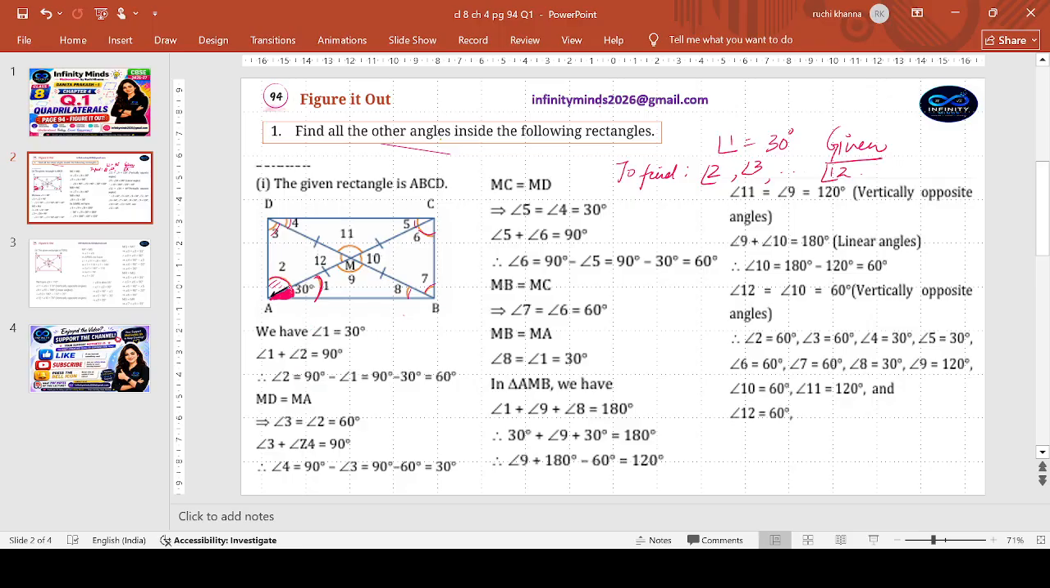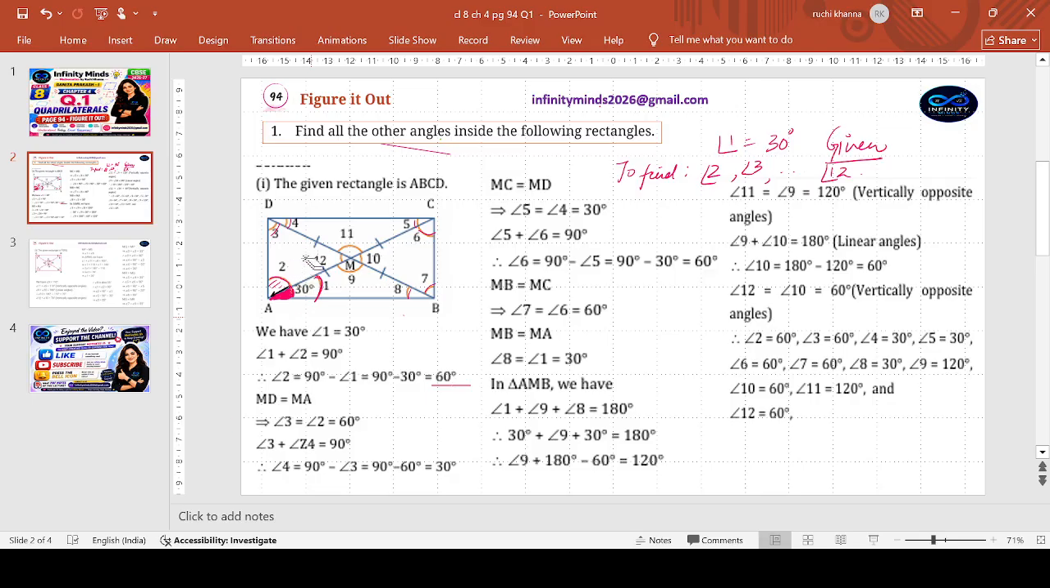Now, as we all know, each angle of a rectangle is 90 degrees. So this entire angle A is 90 degrees. But A has been broken up as the sum of two angles. Angle 1 plus 2 shall give angle A, that is 90 degrees. So 1 plus 2 together will add up to 90 degrees. If the value of 1 is given to be 30, then 2 can be solved as 60 degrees, right? So angle 2 will come as 60 degrees.